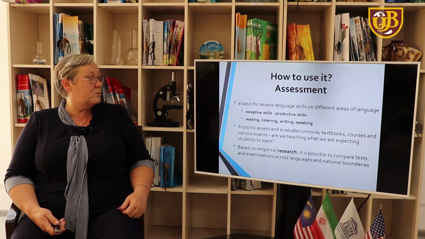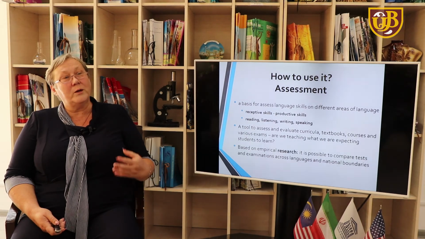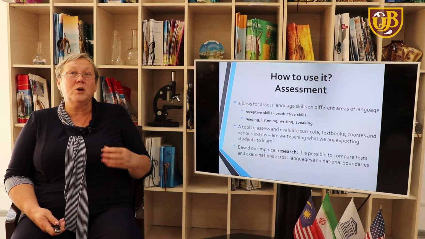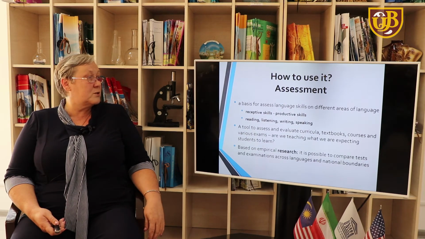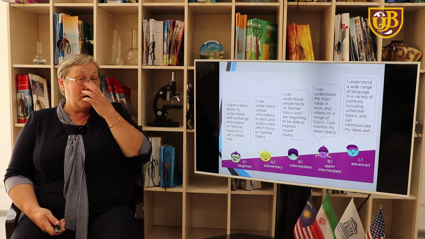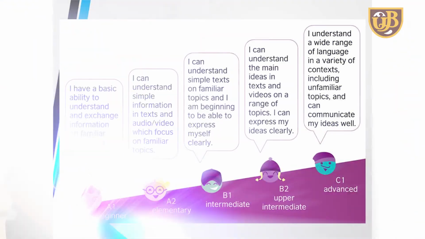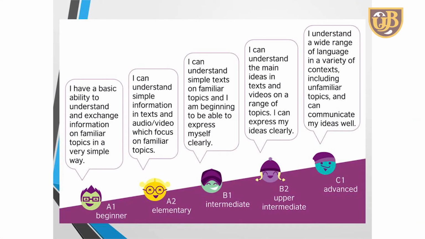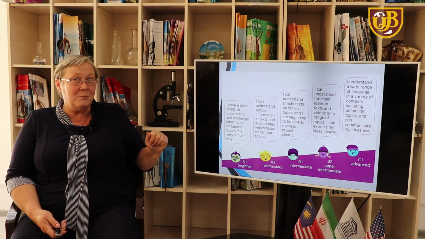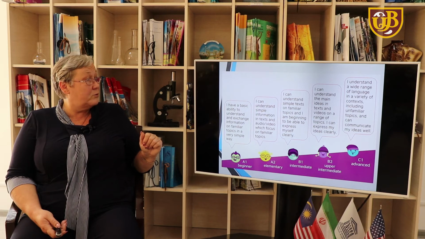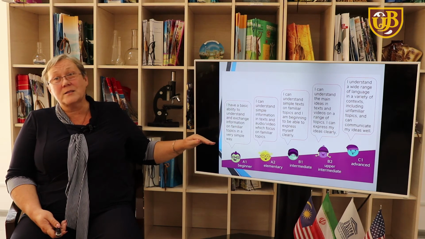Are we teaching what we're expecting students to learn? Here, when we have this document, we see what goals we are going to move toward together with the students. Based on empirical research, it is possible to compare tests and examinations across languages and national boundaries. As I've said at the very beginning, we're going to study each level in detail. A1, beginner. I have a basic ability to understand and exchange information on familiar topics in a very simple way. A2, elementary level. I can understand simple information in text and audio and video which focus on familiar topics. Still, these skills are not productive.